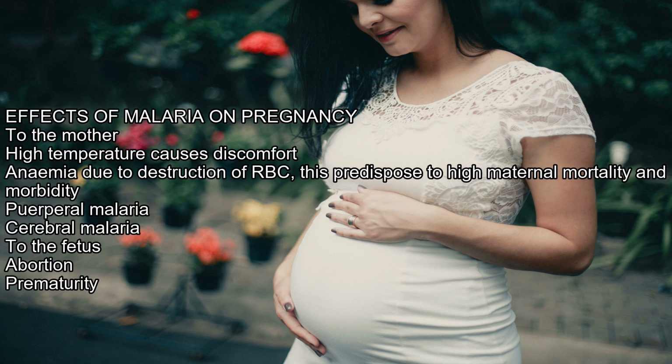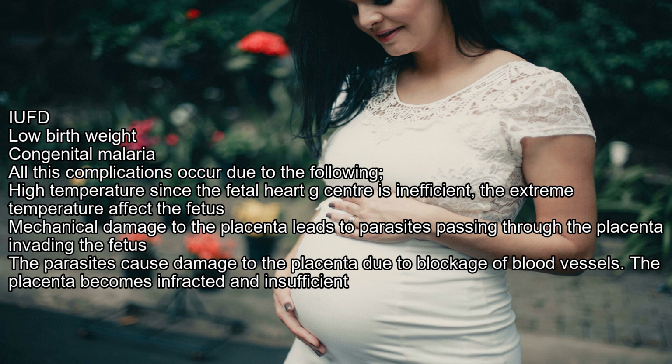Effects of malaria on pregnancy. To the mother: high temperature causes discomfort. Anemia due to destruction of RBCs. This predisposes to high maternal mortality and morbidity. Puerperal malaria. Cerebral malaria. To the fetus: abortion, prematurity, low birth weight, congenital malaria. All these complications occur due to the following.